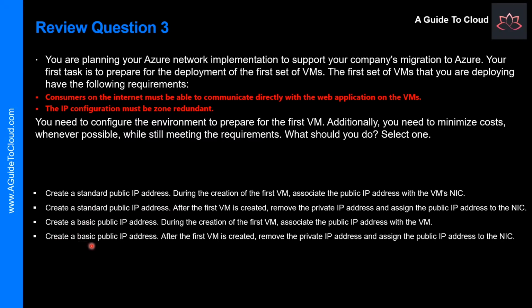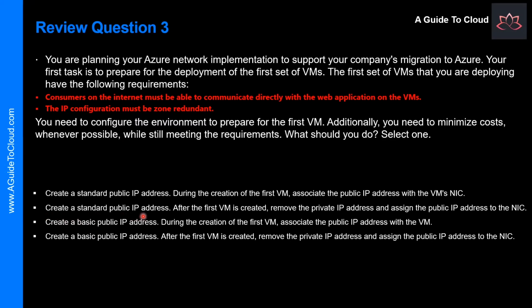Is it creating a basic IP address after the first VM is created, removing the private IP address and assigning the public IP address to the NIC? It is not going to resolve the problem. The basic IP address is not what we are looking at. Again, the second option is create a basic public IP address during the creation of the first VM. Again, the basic IP address is not going to cut it.